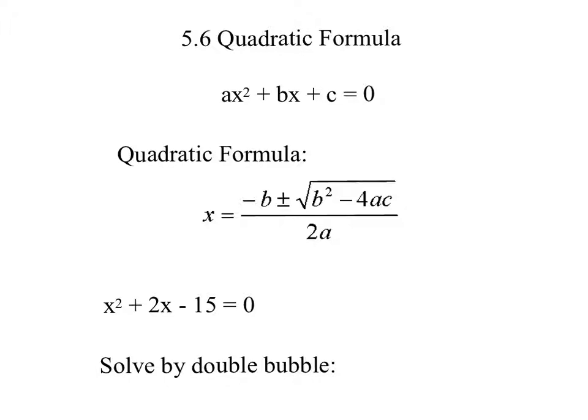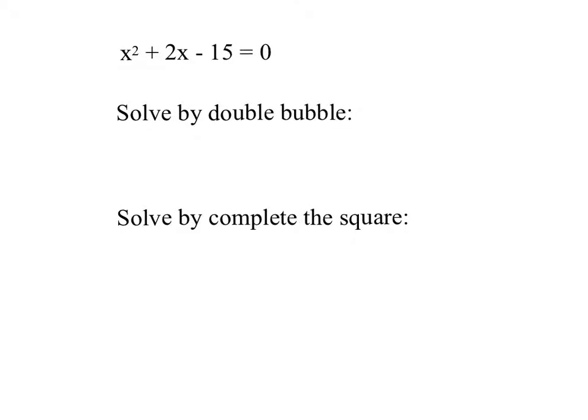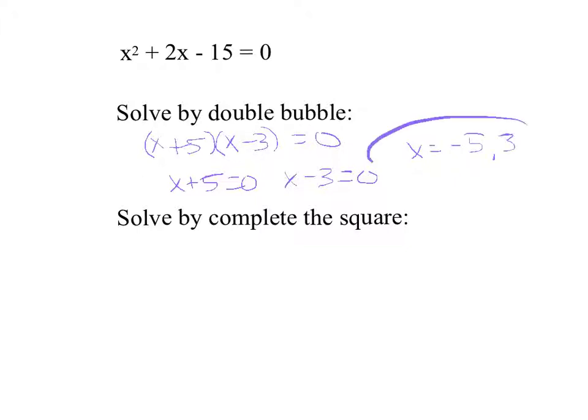So here's a problem. I have x squared plus 2x minus 15. I'm going to show you how to solve this all three ways and show you that all three ways will get you the same exact thing. Now if you were to use the box to solve this, you would get x and x in the beginning of the box, and then you would get a positive 5 and a negative 3. To finish off, I need to take each one and set it equal to 0. When I do that, I've got x equals negative 5 and x equals 3. So those are my two solutions using double bubble.